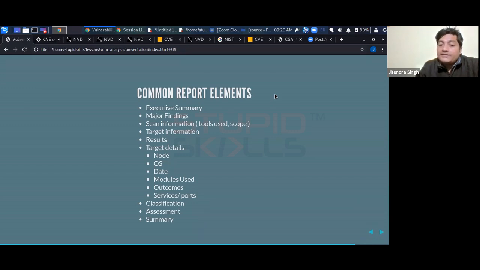Then, based on the classification types, that was not an exhaustive list, you can have your own internal categories which make the report more readable and understandable according to the context in which you are trying to assess or do this kind of research. And then a report should have a summary. And under assessment, you can define what methodology or what kind of approach you took.